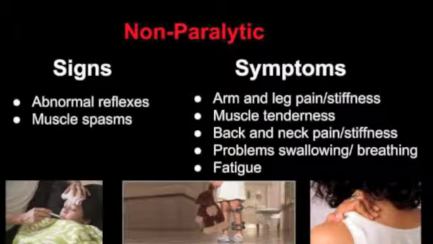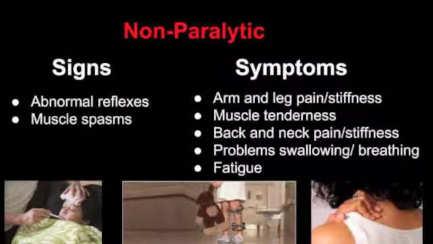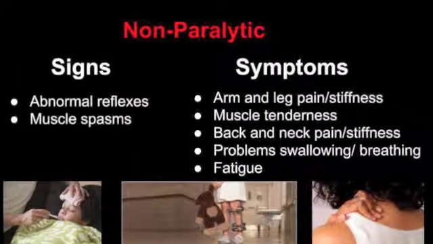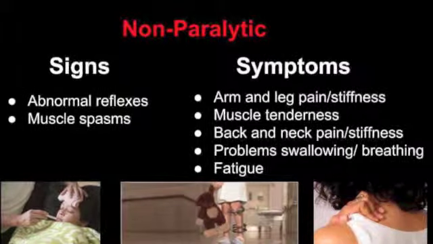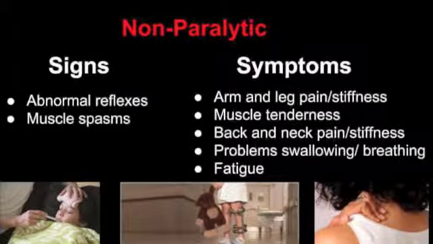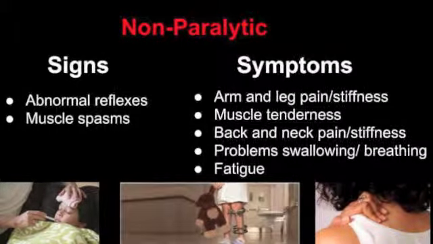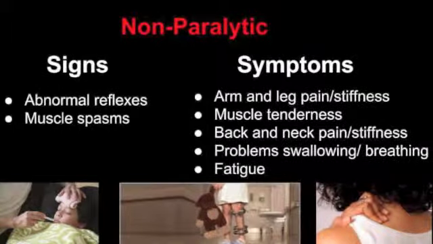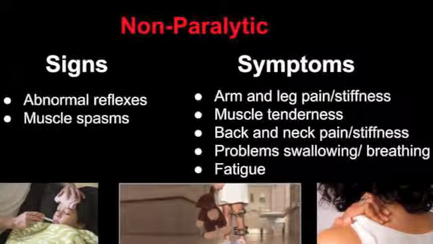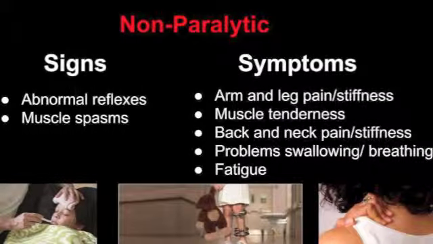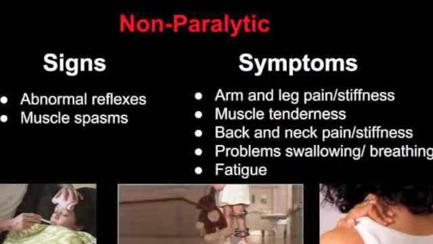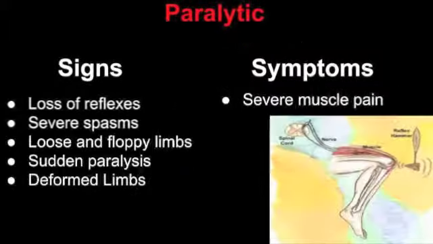Non-paralytic is a little more serious than subclinical polio. The signs include abnormal reflexes and muscle spasms. The symptoms are arm and leg pain and stiffness, muscle tenderness, back and neck pain and stiffness, problem swallowing, and fatigue. The symptoms of subclinical polio are also included in non-paralytic polio.